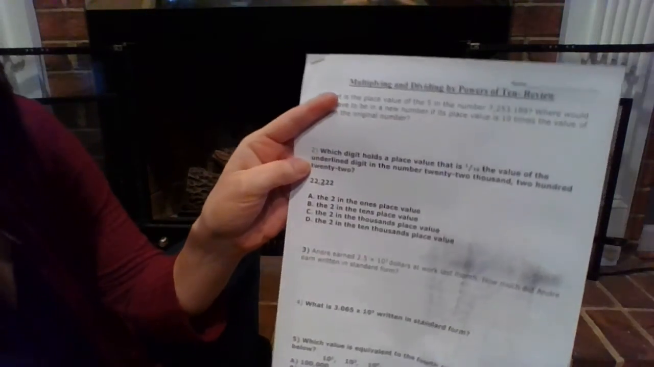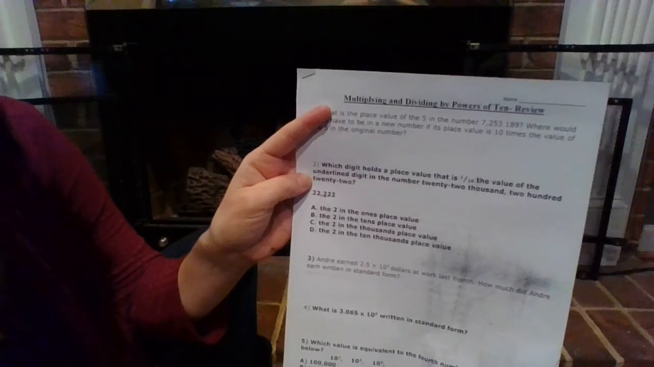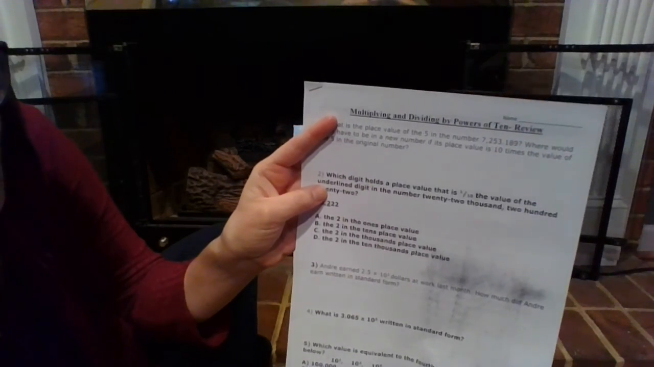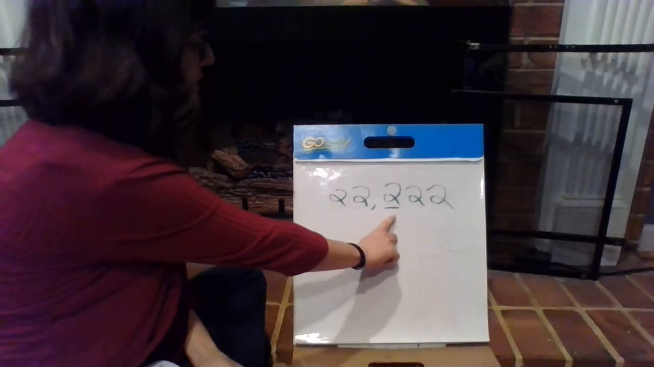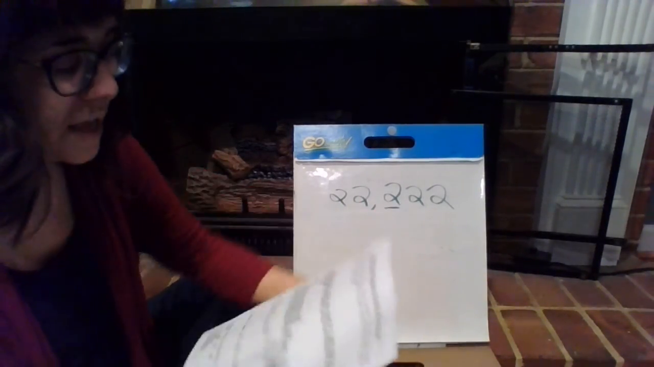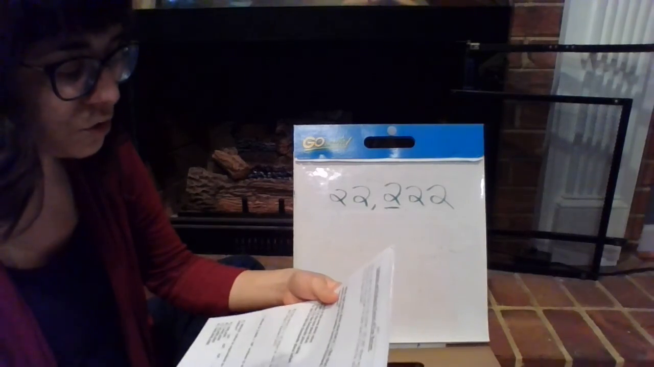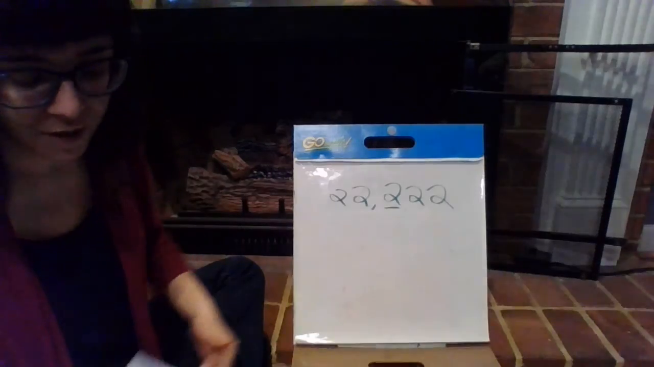22,222. It says, which digit holds a place value that is 1/10 the value of the underlined digit in the number 22,222? Okay, so here's our digit. It's currently in the hundreds place. It's worth 200. And it wants us to decide which digit is 1/10 that value.